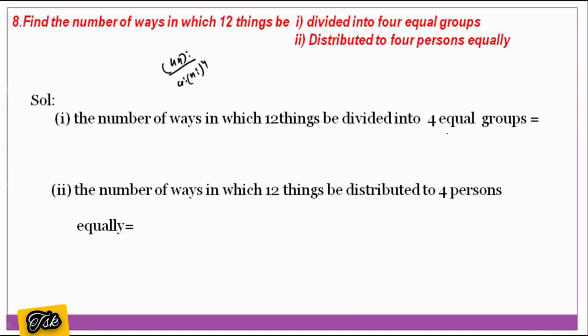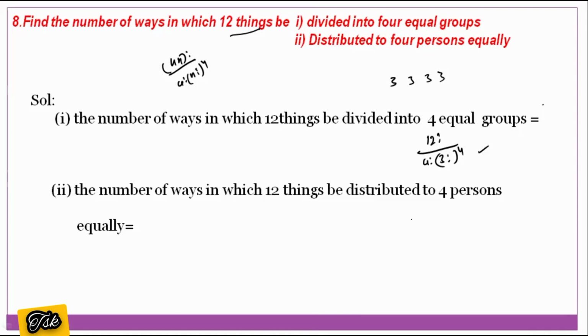So according to this, here 12 things are divided into 4 equal groups. So there is 12 factorial by 4 factorial into 3 factorial whole to the power of 4. Each group contains three elements. N is equal to 3 here. 4n things means 4 into 3, 12 factorial by 4 factorial into 3 factorial whole to the power of 4.